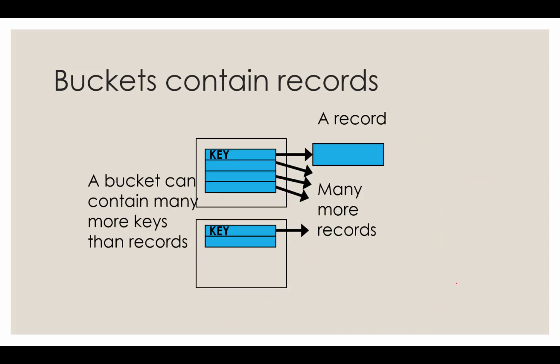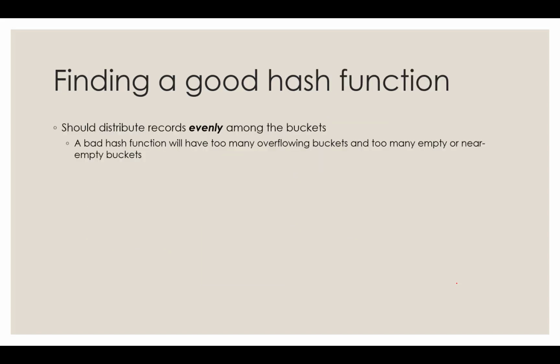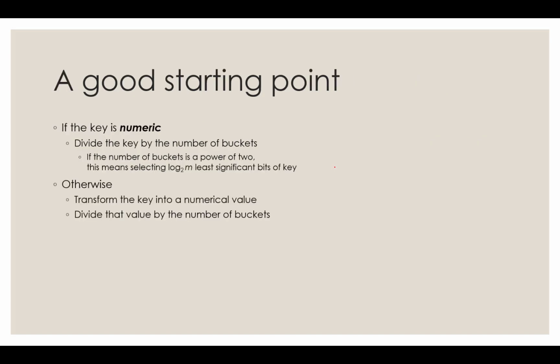A bucket can contain many more keys than records. So it's really important to find a good hash function which evenly distributes the records among these buckets. If the key is numeric, you want to divide the key by the number of buckets, so usually you use the mod function. Depending on how many buckets you have, you would use the mod function with that number.